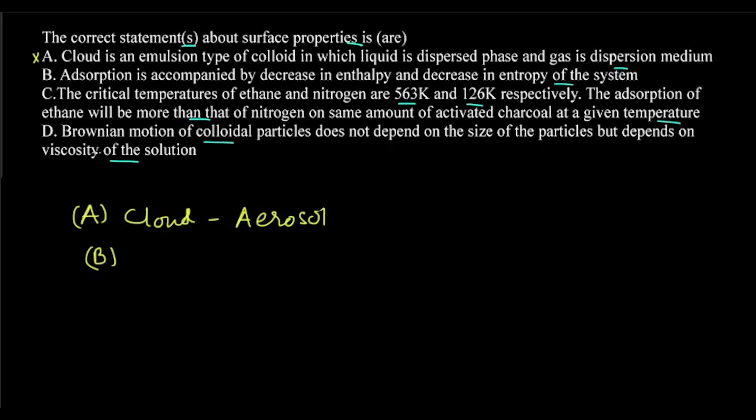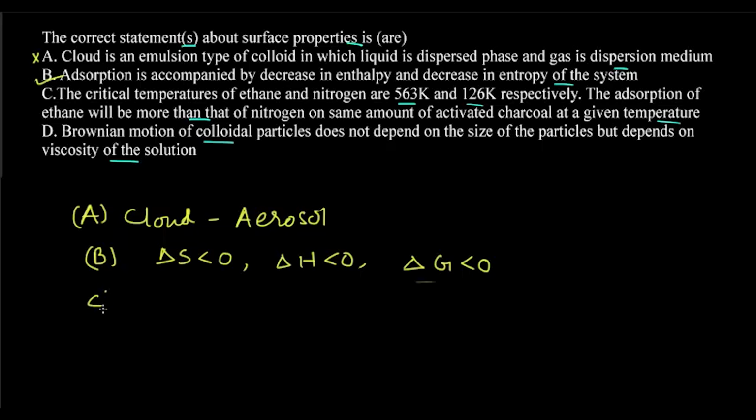Alternative B says that adsorption is accompanied by decrease in enthalpy and decrease in entropy of system. This is correct because when a gas is adsorbed, then its randomness decreases, so delta S is negative, as well as delta H is negative because it is favorable, and therefore delta G is also negative because adsorption is very much favored by the gases. So delta G negative gives delta H negative, or the other way around. So B is absolutely correct.